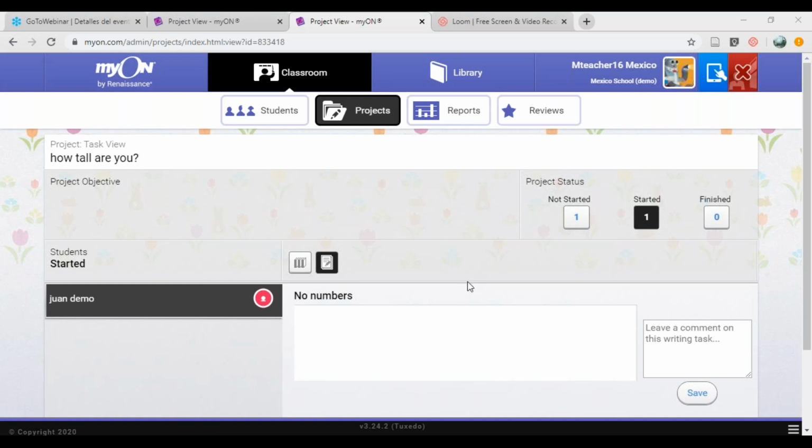So let's see, teachers, who wants to answer that question? How tall are you, but without using any numbers? This is a writing activity, but right now let's do it as a speaking activity. Who wants to answer that question? Let's choose very quickly. Some of you had your hand up, so let's see.